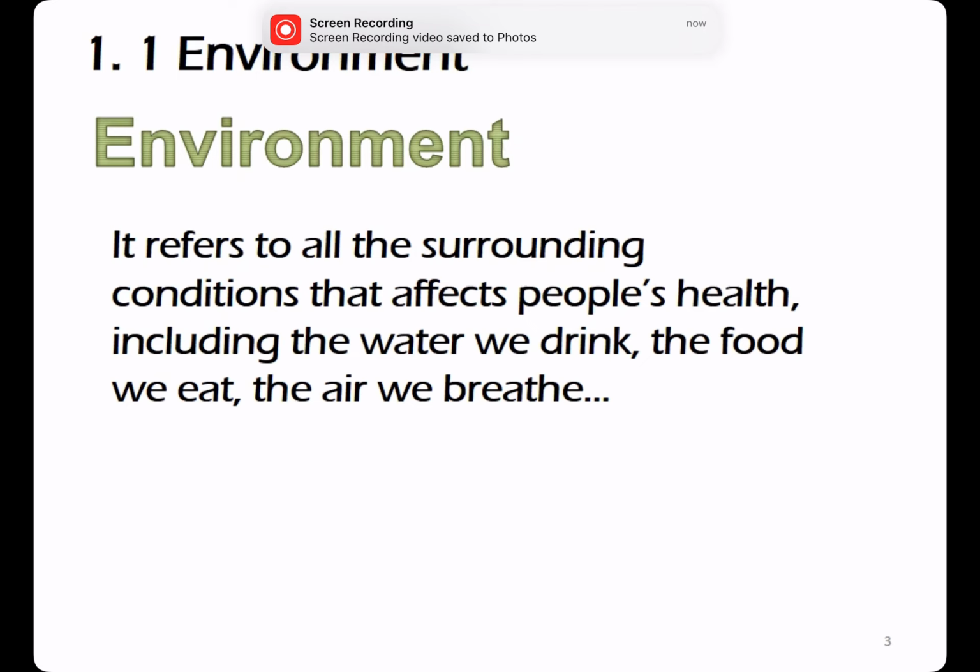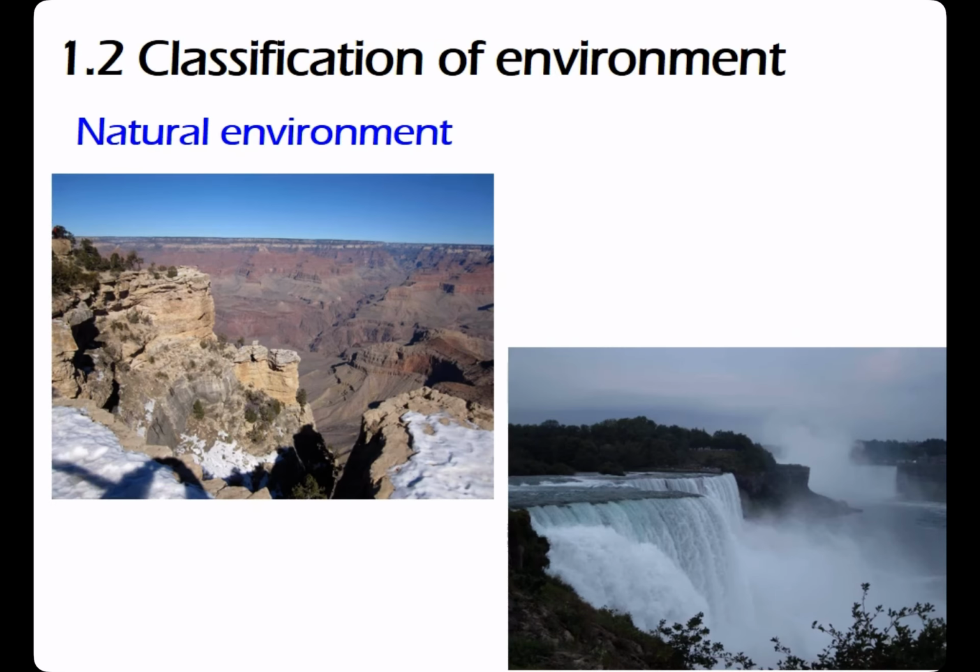The definition of environment refers to all the surrounding conditions that affect people's health. This includes the water we drink, the food we eat, and the air we breathe. The classification of environment falls into two kinds. They are natural environment or social environment.